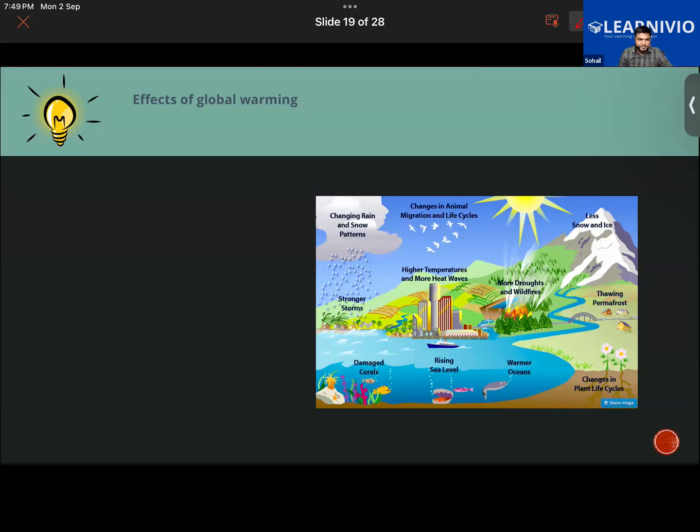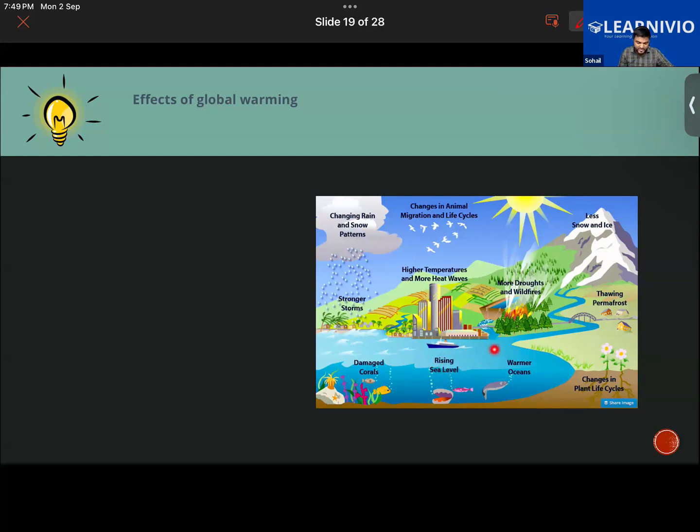For example, global warming overall is leading to an increase in the temperature of the earth's surface, and as the temperature of the earth's surface increases, the snow and the glaciers will be melting. As the glaciers melt, where will this water go? It will go into the oceans and seas. So the level in the sea and in the ocean will rise.